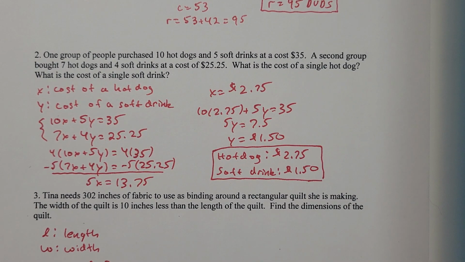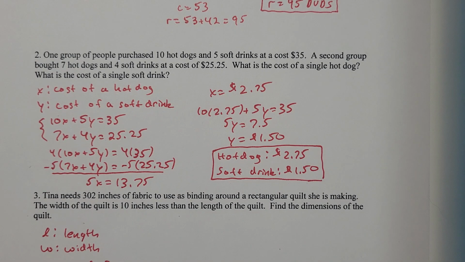Problem 2 says one group of people purchased 10 hot dogs and 5 soft drinks at a cost of $35. A second group bought 7 hot dogs and 4 soft drinks at a cost of $25.25. What is the cost of a single hot dog and what is the cost of a single soft drink? Okay, I'm going to let X be the cost of a hot dog and Y be the cost of a soft drink.